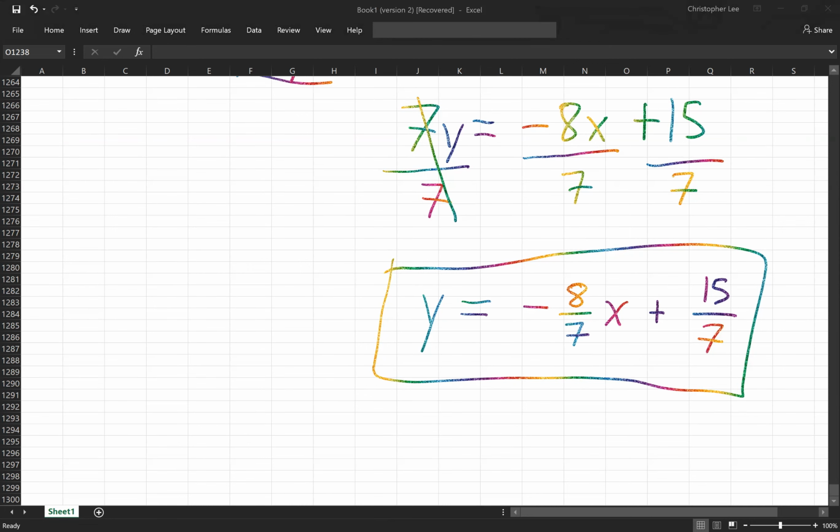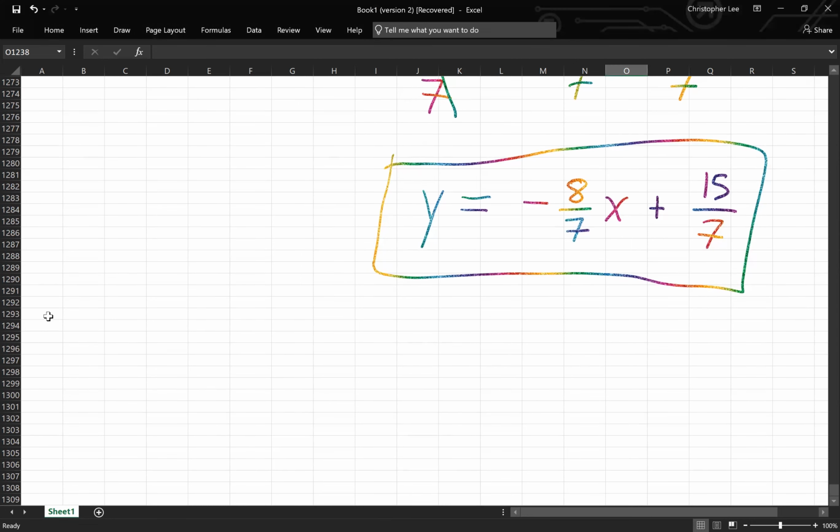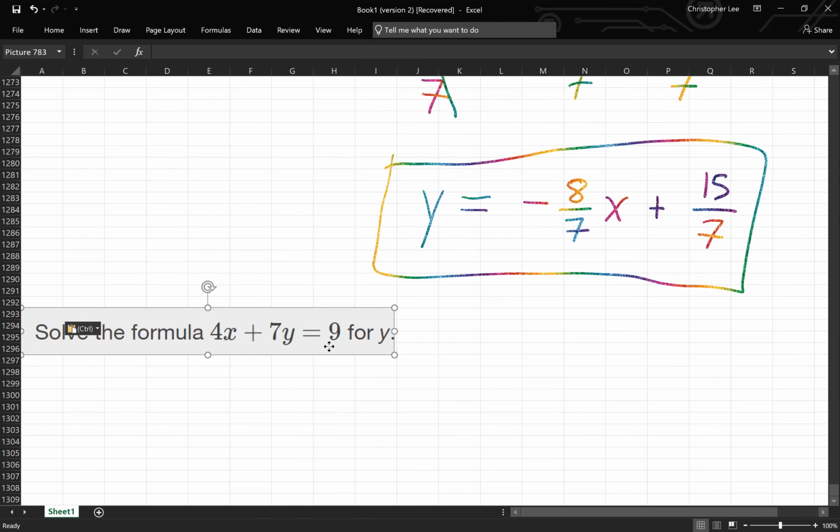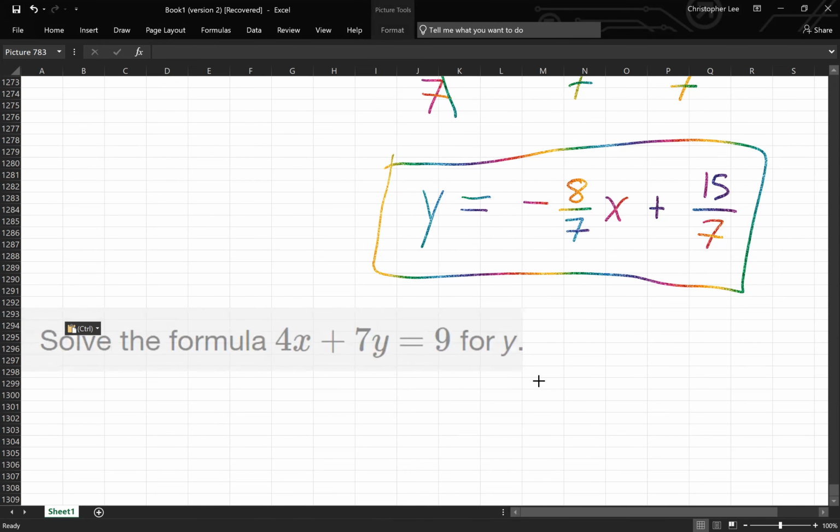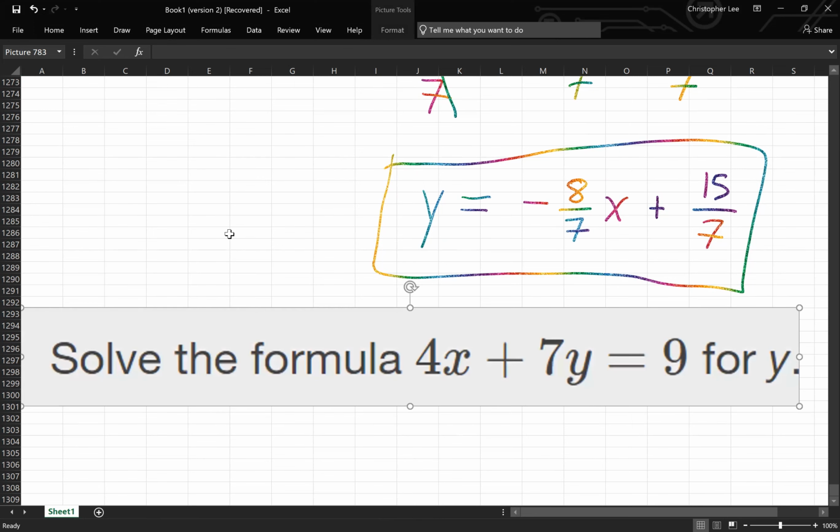Let me let you guys try one of these real quick for yourselves. Different numbers, but the same idea. Solve for y for me.